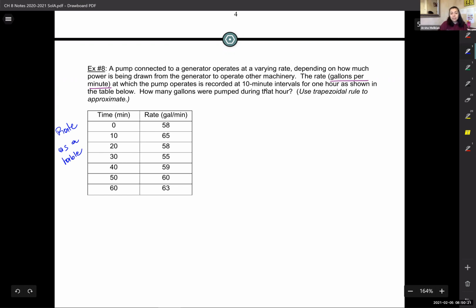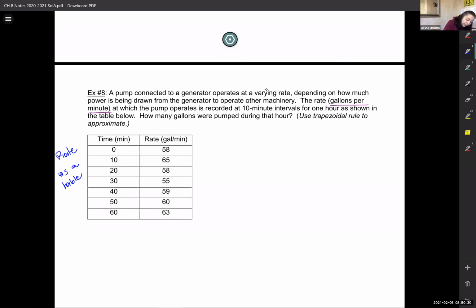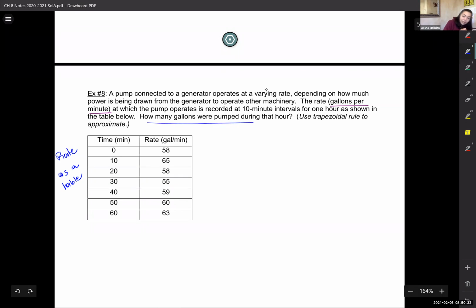Okay? The concept is the same. We have to find the area, but the method in which we do it is different, right? How many gallons? So we're given rate, and we want to find how many gallons, right? We want to find the total amount. Okay? And we are given rate. So it's the same every single time. Given rate, find total: integral. Okay, so for this one, we want to integrate. How do we do the integral? It's the trapezoidal rule when it's a table, okay?